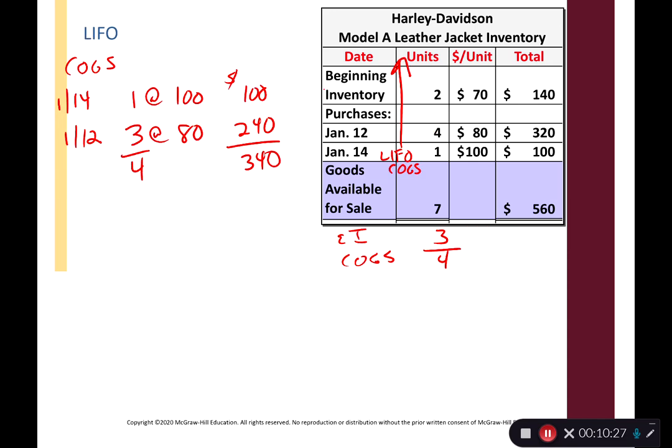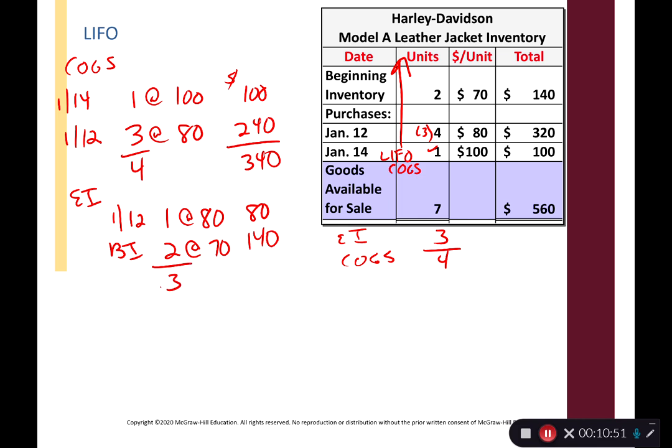So how do I get ending inventory? It's simply what's left. Well, we used all of the bottom group. We've used 3 of that middle group. So we have from January 12th, 1 unit at 80 left for a total of 80. And then our beginning inventory, the entire 2 units are left at 70 for 140, giving me a total number of units of 3, which makes sense. That's what's left over. And then we have a total amount of 220. Double checking my work, 340 plus 220 equals 560, so all is well in the world.